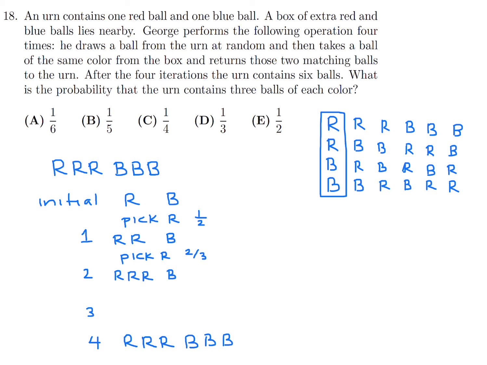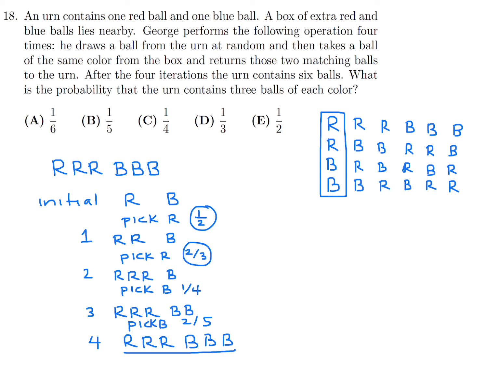Now I have an R, R, R, and a B. Now I have to pick a B. So the probability of getting a B here is 1 out of 4. And then finally, I've got to pick another B. So first let's just write down what it becomes, R, R, R, B, B. And I've got to pick a B, and I do that here. Of those 5, so 2 out of 5. And then I end up with my desired result.